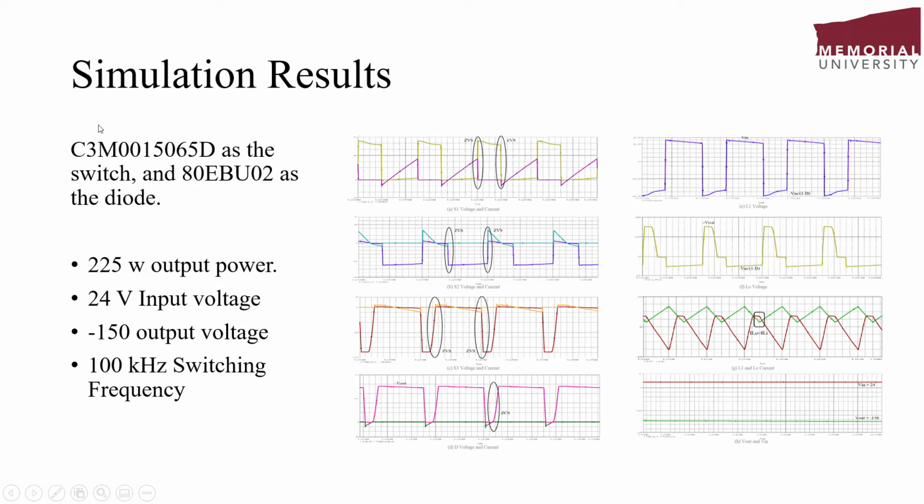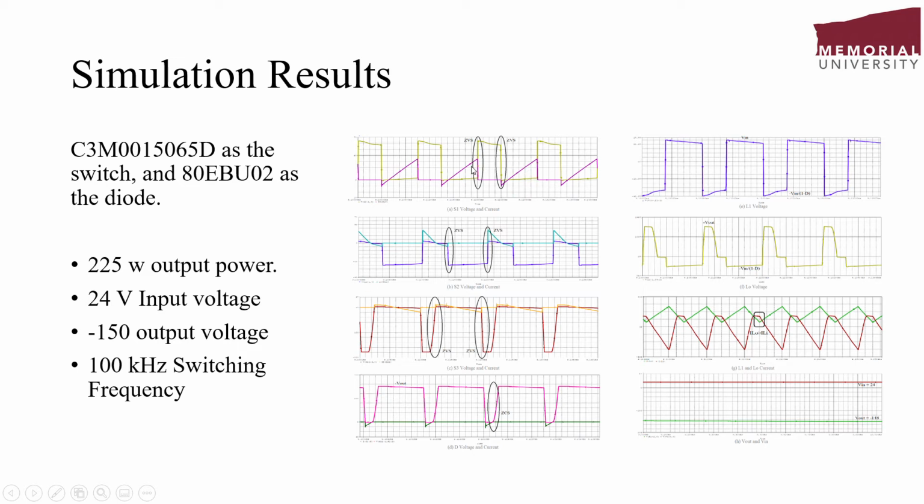Here we have the simulation results. We use C3M0015065D as the power switch and 80EBU02 as the power diode. This simulation is done at output power 225 watts, input voltage 24 volts, output voltage minus 150 volts, and 100 kilohertz switching frequency.